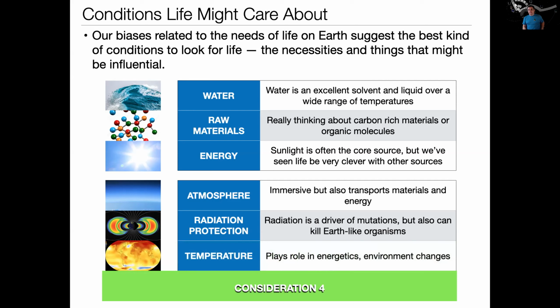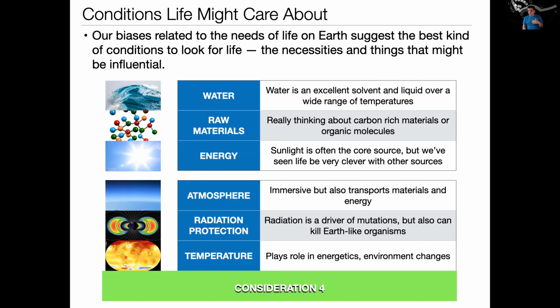Another consideration is temperature. Now, temperature plays a very strong role in energetics, both in terms of the environment that the life finds itself in, because it can certainly extract energy from temperature gradients. So we saw that in the hot springs in Yellowstone. But excess temperatures or very low temperatures can certainly destroy and damage life that we see here on Earth. And so it also plays a role in environment changes.